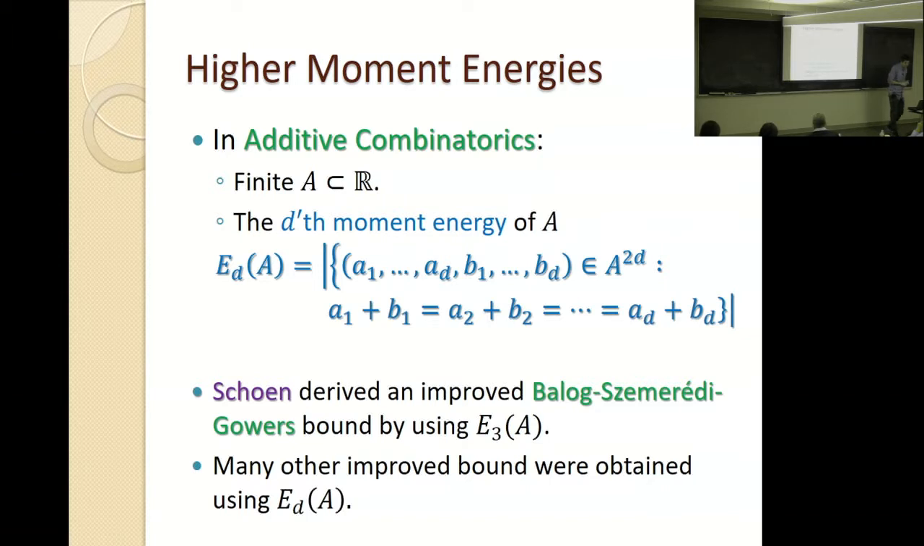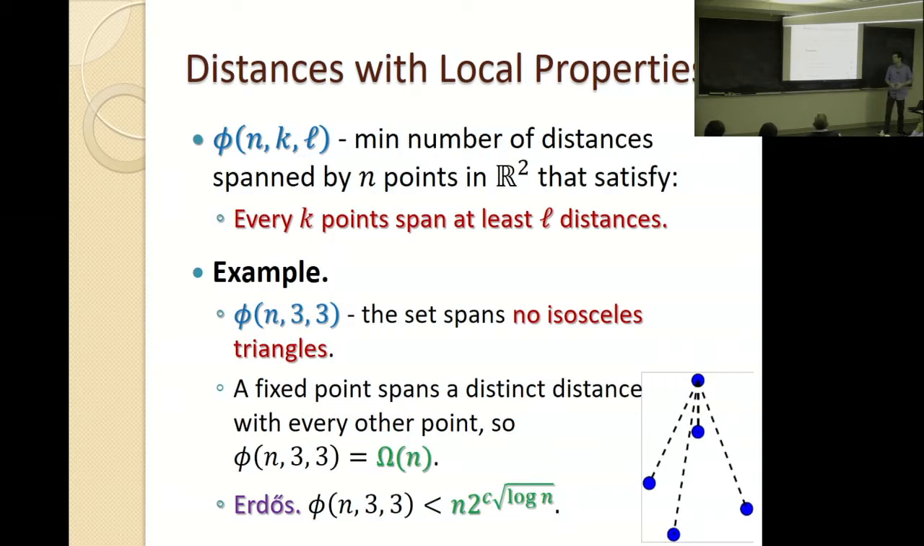So let me give you a couple of examples of new results. I'll mention another distinct distances problem, sometimes called distinct distances with local properties. We have three parameters: phi of n, k, l. This is the minimum number of distances spanned by n points in the plane, just like the original problem, but where the point set is restricted. Now you have a new restriction.